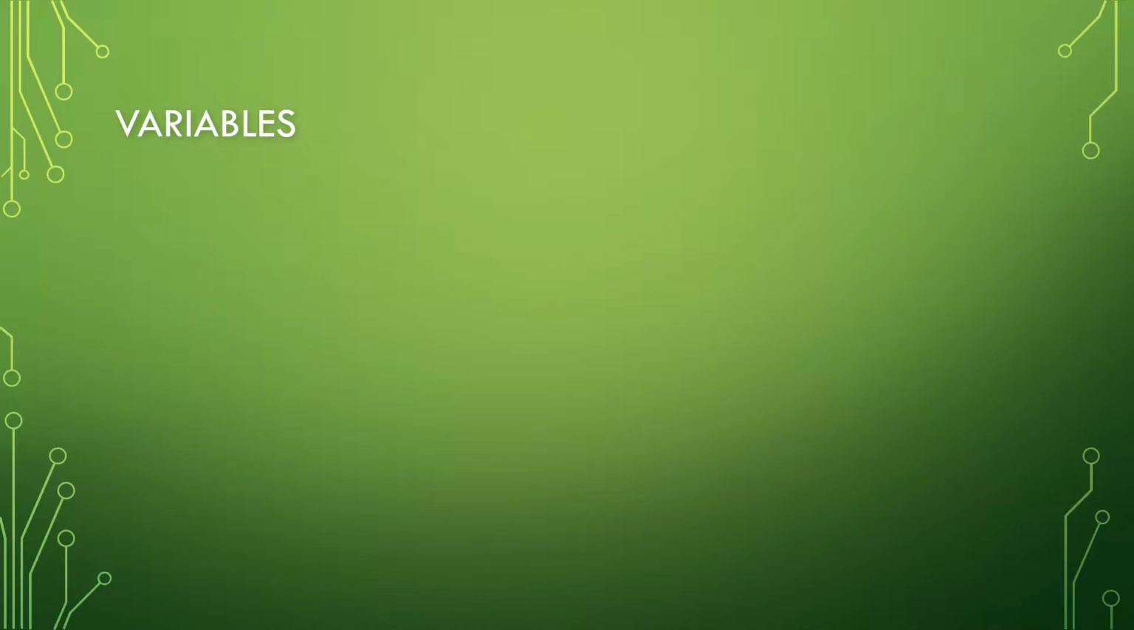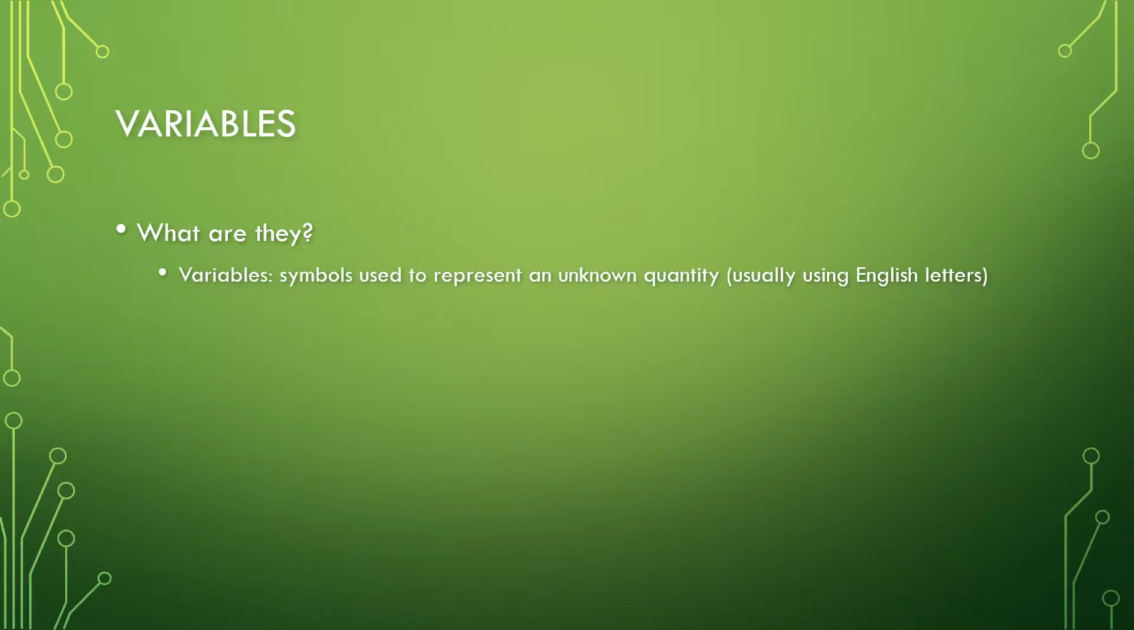To begin, let's look at variables. Variables are symbols used to represent some unknown quantity, some unknown number. Usually we'll end up using English letters for those. So for example, I could use the letters X, Y, Z, or A, B, and C to represent some number that I don't know.